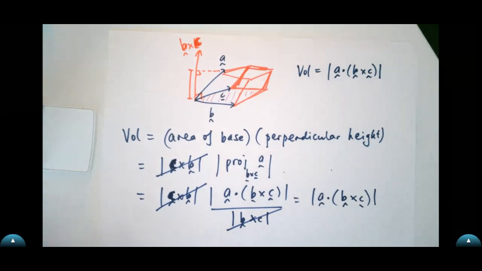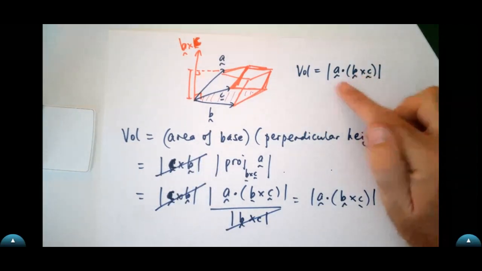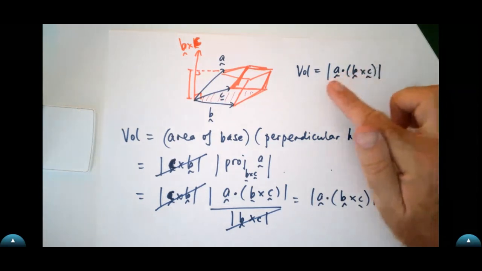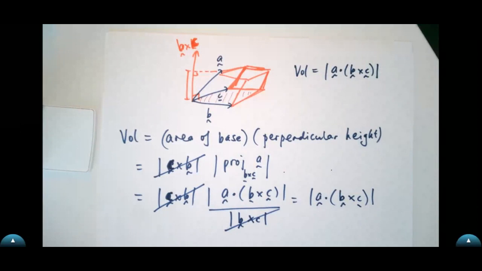So if you want to calculate, Tom, the order matters for the cross product, but the order doesn't matter for the length. The order doesn't matter for this either, because we're taking the absolute value, right? So you can change the sides around.